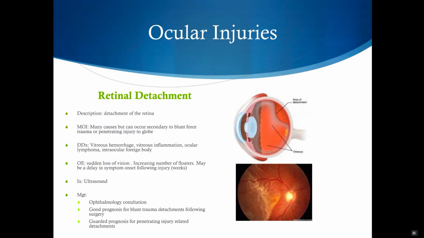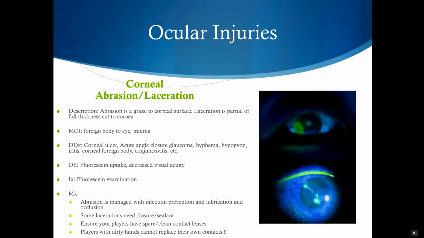And these people will need an urgent ophthalmological consultation. There's a good prognosis for the blunt trauma detachments following surgery. They generally do a laser ablation for these, and then there's a guarded prognosis for any kind of penetrating injuries relating to the detachments.